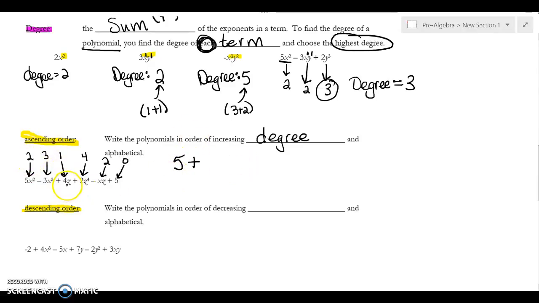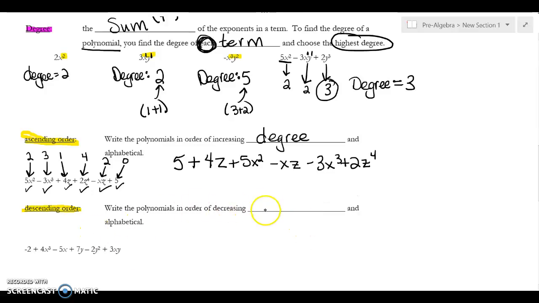So my next one should be 4z. Put a little check mark because I've done those. And then now I have 2. Now if you notice I have an x squared and an xz, you're going to go alphabetical. So I'm going to do this one first. And then negative xz. And now my degree 3, minus 3x cubed. And now my degree 4, plus 2z to the 4th. So you find the degrees and then you go from smallest degree to biggest degree.